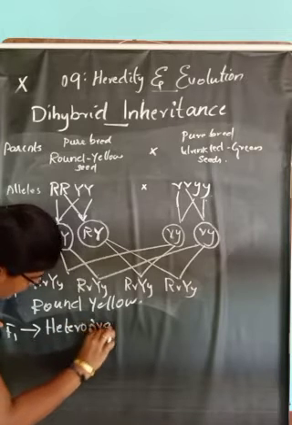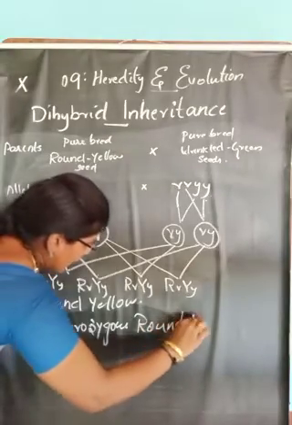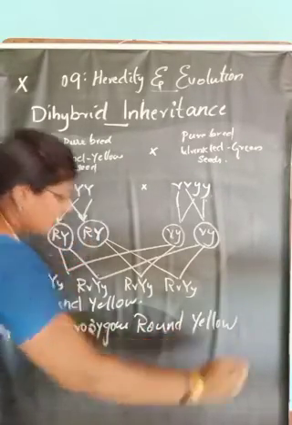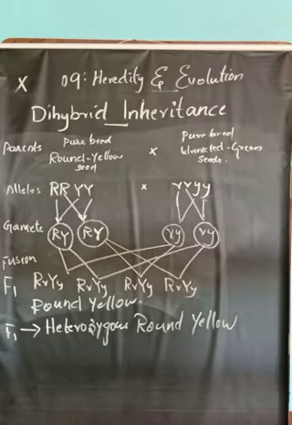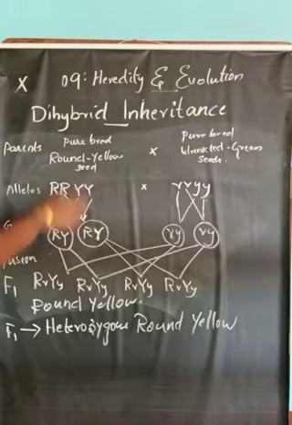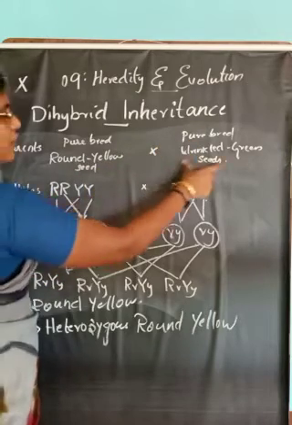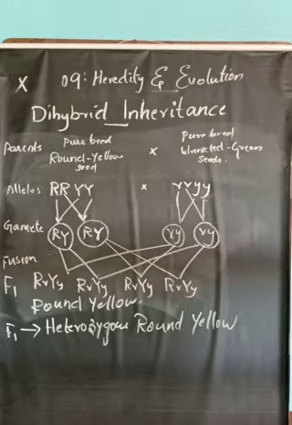Heterozygous round yellow. So from here we came to know that heterozygous round yellow is the dominant character, whereas wrinkled green is the recessive character. So this is the parental cross: pure breed round yellow crossed with pure breed wrinkled green. We obtained heterozygous round yellow. So this is the F1 generation.